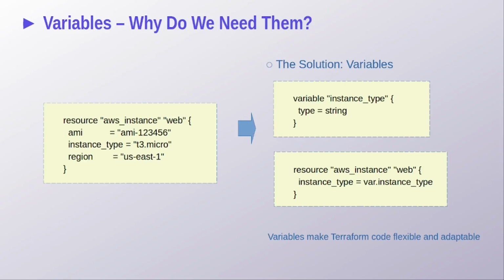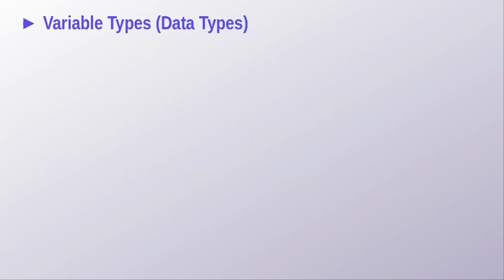Solution: variables. Variables allow us to separate code from data. Same code, different values, different environments. That is flexibility. Variable types. Terraform variables have types. Types help Terraform validate input, catch errors early, and make code easier to understand.